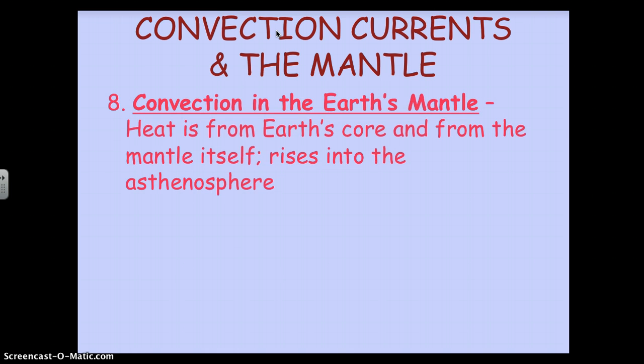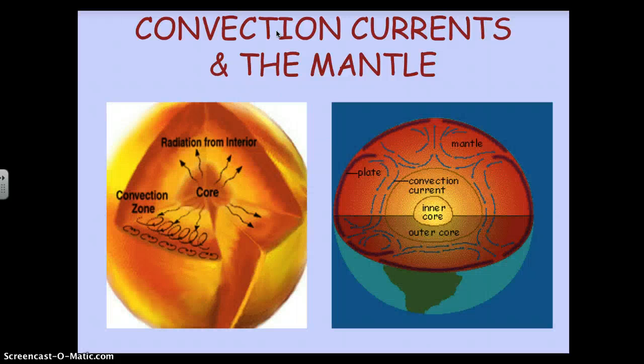There is convection in the Earth's mantle. The Earth's core is incredibly hot, and from the mantle itself, it rises into the asthenosphere. So the core really starts to warm up the rock in the mantle, and we get plumes, which we actually saw in the Inside Planet Earth video. Those plumes come up, and then they cool, and then they fall back down toward the core.